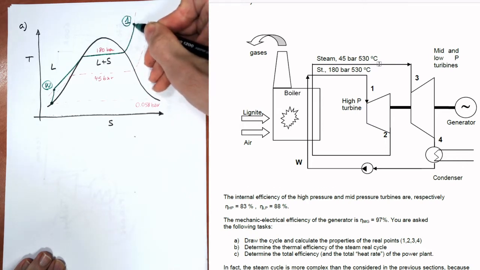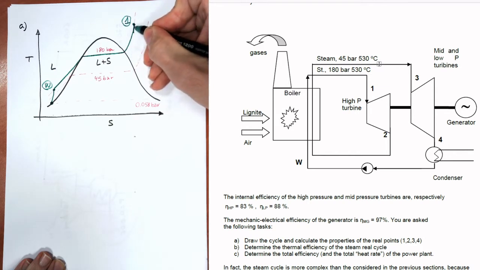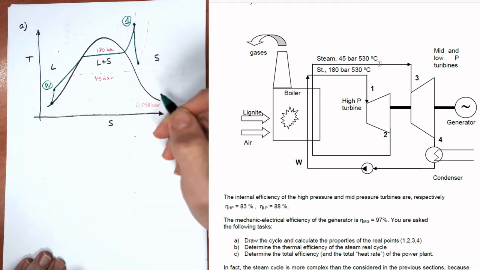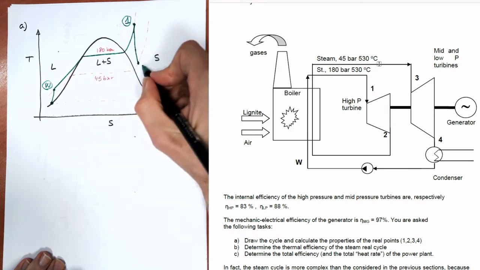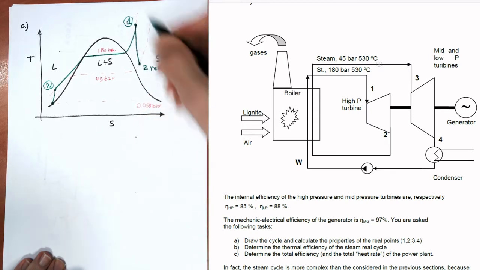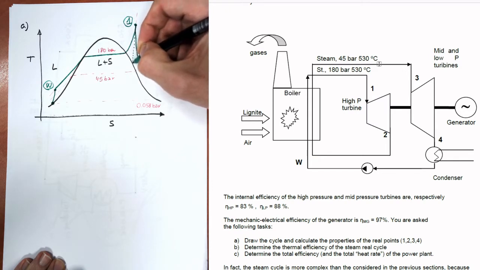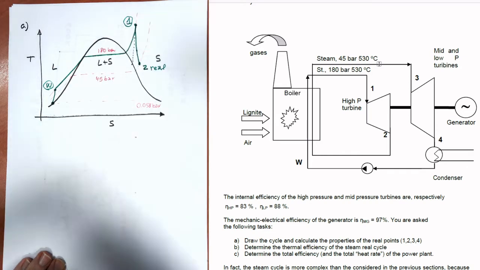And here we decompress. We don't go straight down, but the real process has some entropy increase, going forward up to point number 2, which is on the isobaric line of the 45 bars. So this will be our point number 2, real. Now the ideal point would be without an increase of entropy, so it has to be somewhere here.